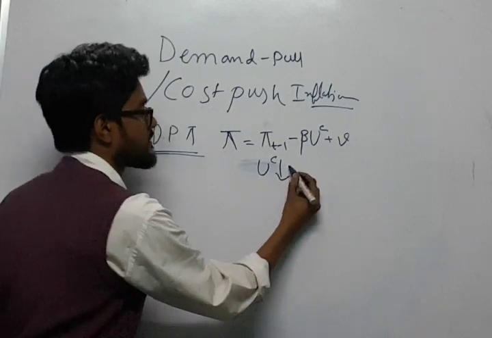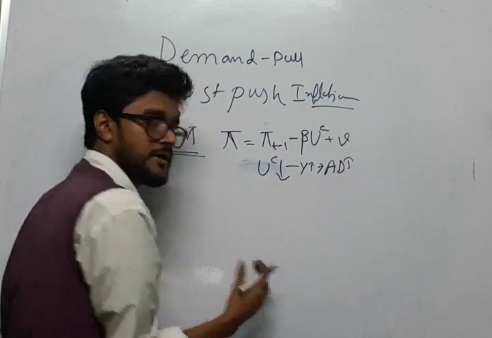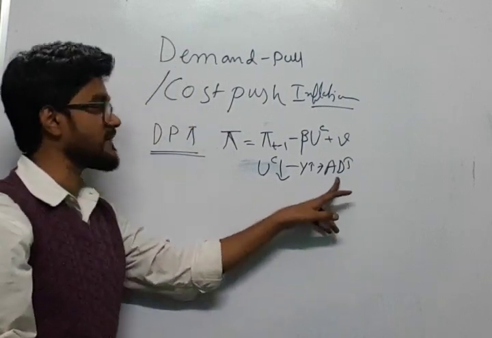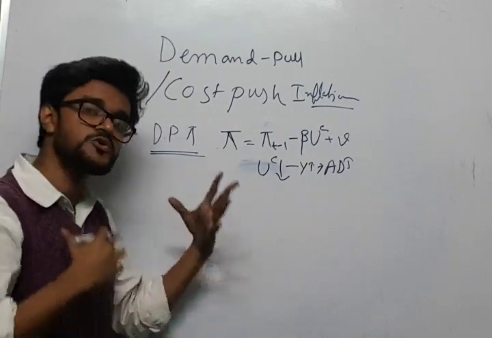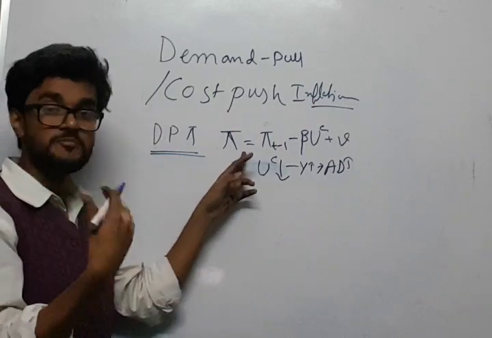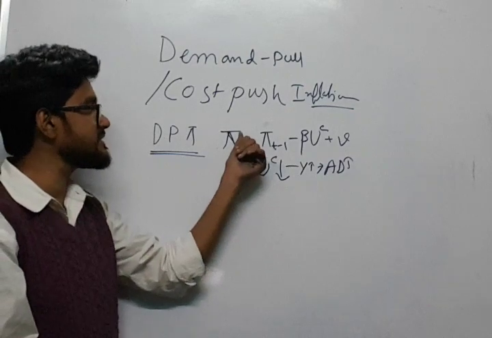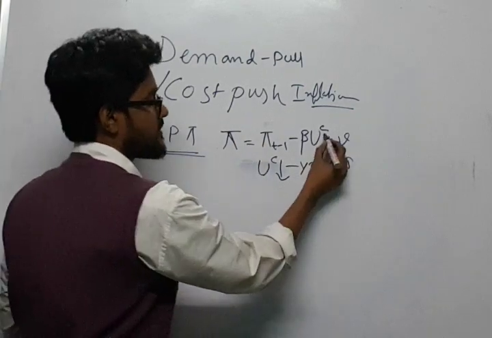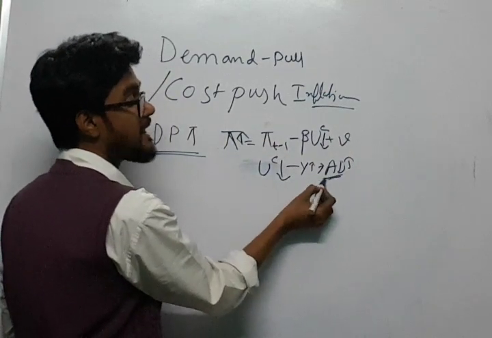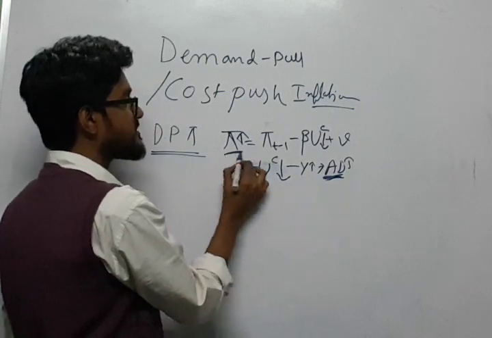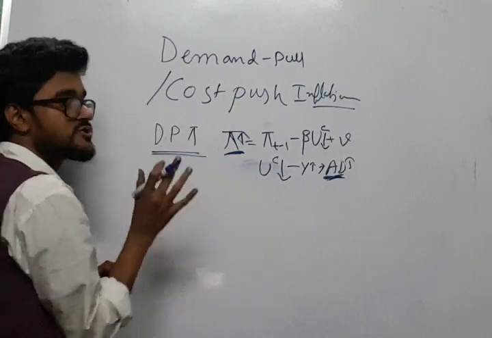So as a result, the aggregate demand curve will increase. As the aggregate demand curve has increased, the producers, the suppliers, will also increase the price of the products, the commodities, because the demand is high. So you see there is an increase in inflation. When UC falls, there is an increase in inflation. So due to demand pull, the inflation has increased. This is why we call it demand pull inflation.